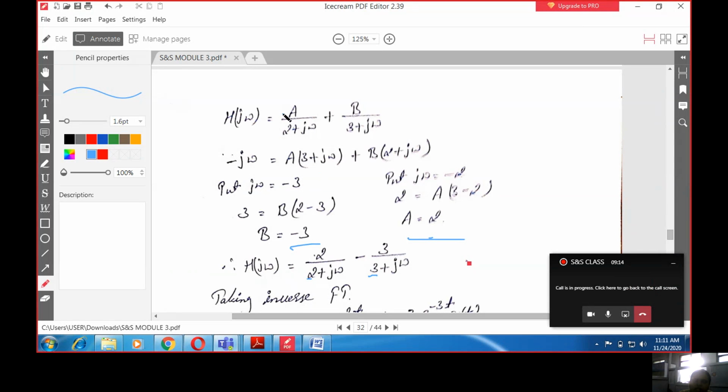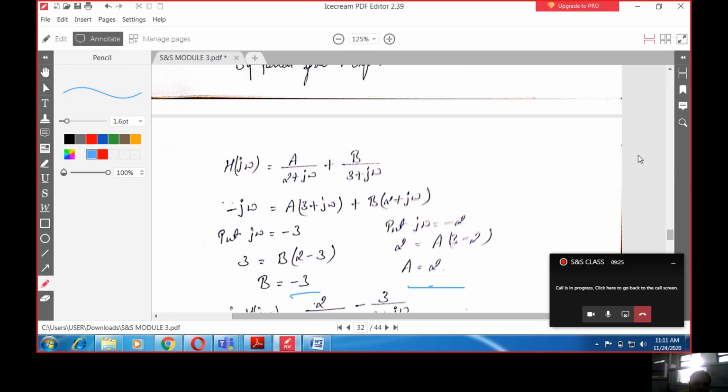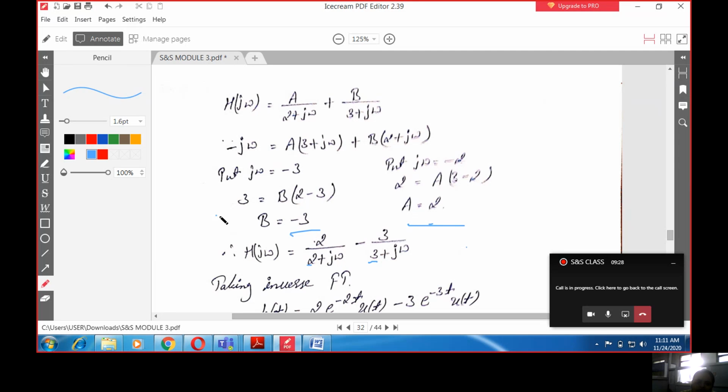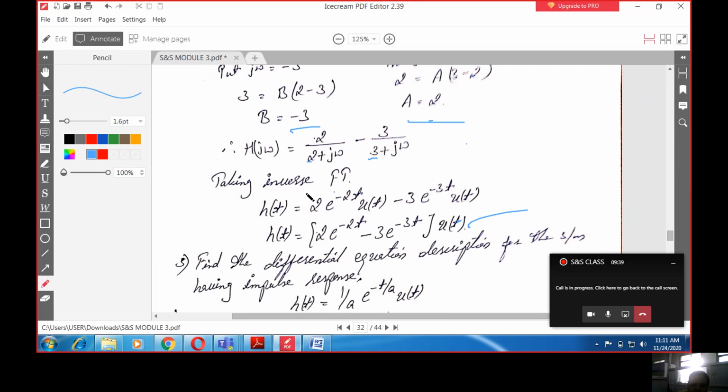Next, H(j omega) = A/(2 + j omega) + B/(3 + j omega). Then find the A and B values based on the basic rules in mathematics. You will get A as 2 and B as minus 3. Then H(j omega) = 2/(2 + j omega) minus 3/(3 + j omega). Taking inverse Fourier transform, h(t) = 2e^(-2t) u(t) minus 3e^(-3t) u(t). Then take u(t) common, and you will get your impulse response h(t).